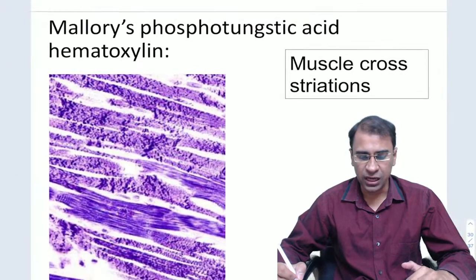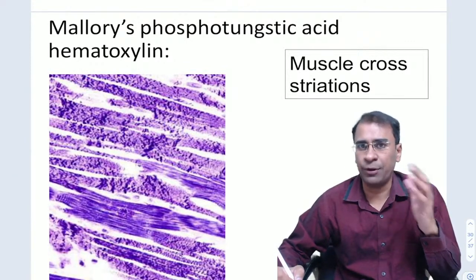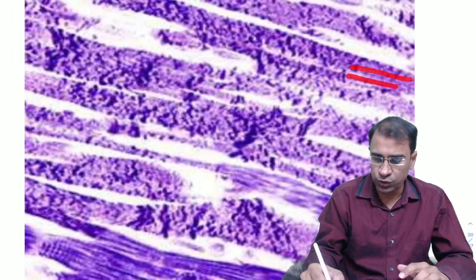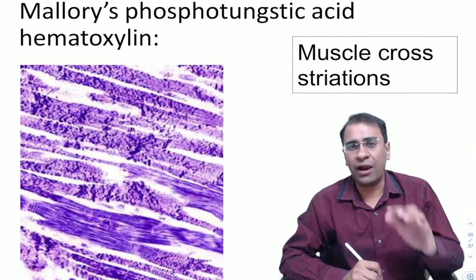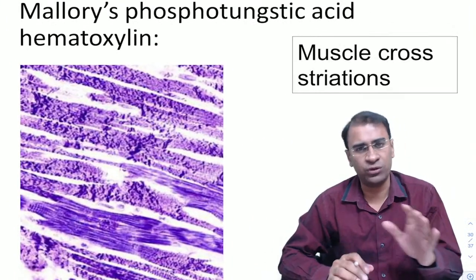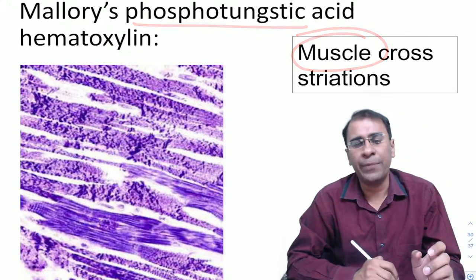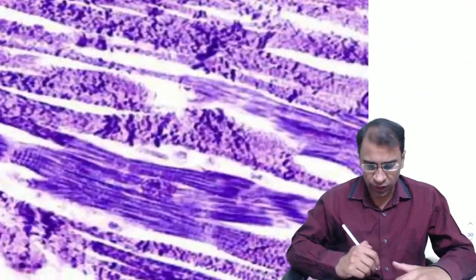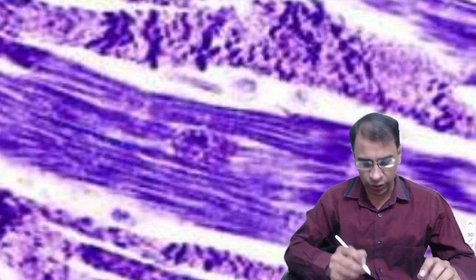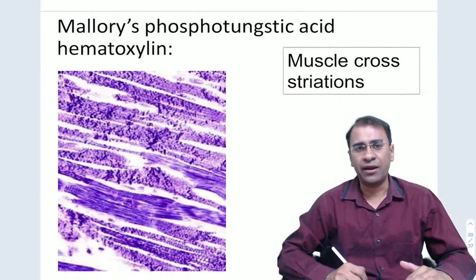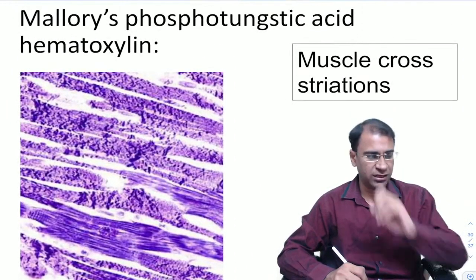Next is Mallory phosphotungstic acid hematoxylin. If you have to see muscle cross striations, in striated muscles, you can often use the Mallory phosphotungstic acid hematoxylin. This is not asked yet, but if it is asked, phosphotungstic acid should point towards muscle cross striations. Look at the beautiful striations here. It is often seen in Mallory's phosphotungstic acid hematoxylin.